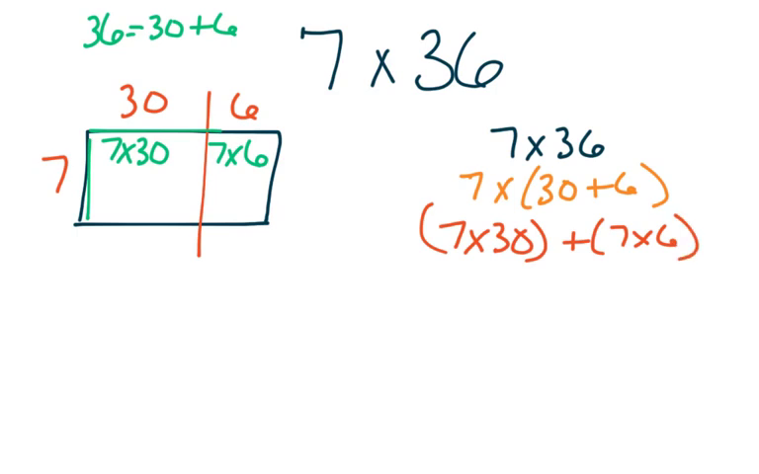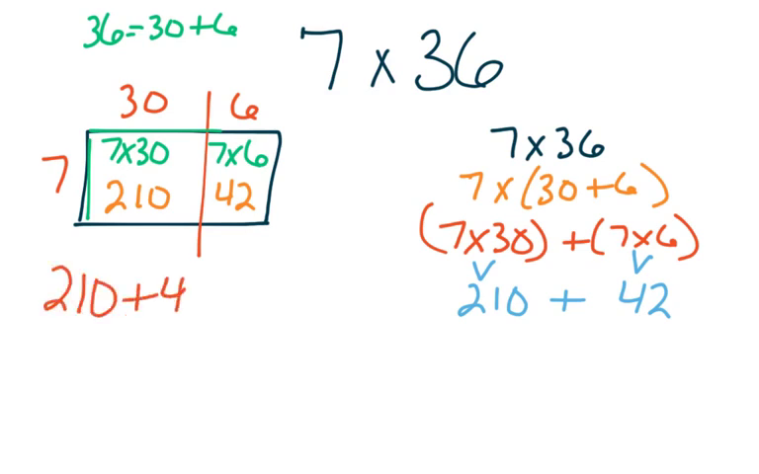I'm then going to solve for my partial products. 210, 42. Over here, I'm going to do the same thing. 210 plus 42. And my final step is to add and find my actual product. 210 plus 42 is equal to 252.